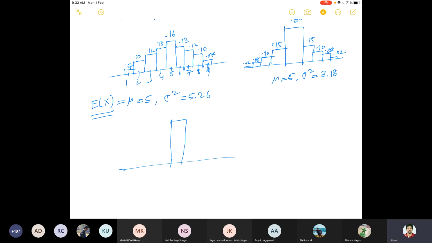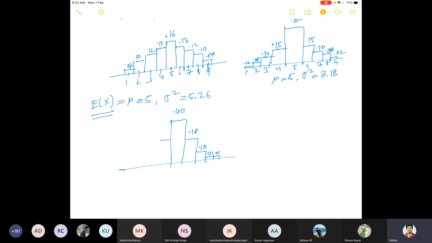Okay, here I'm not writing all the things. Here it is 1, 2, 3, 4, 5, 6, 7, 8, 9. This is 0.40, then this is approximately 0.18, then it is 0.10, then it is 0.01, and the other one is also 0.01.